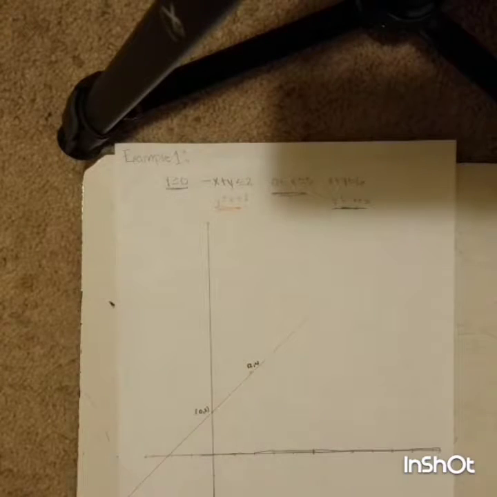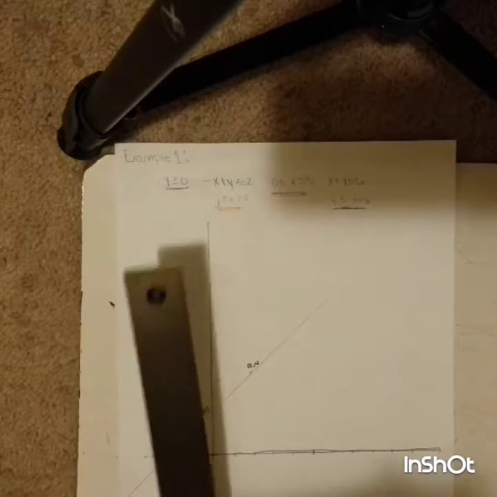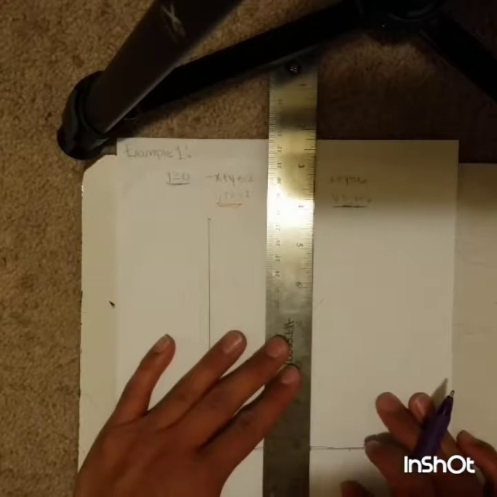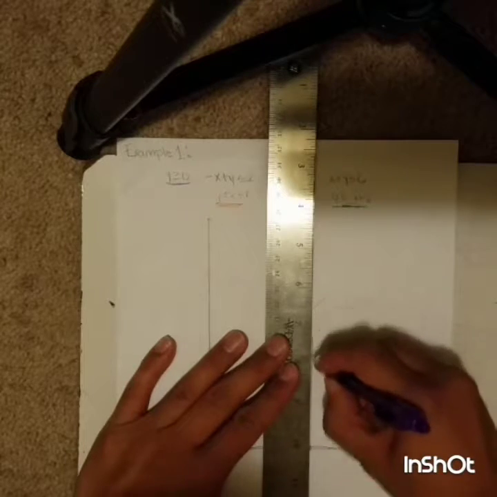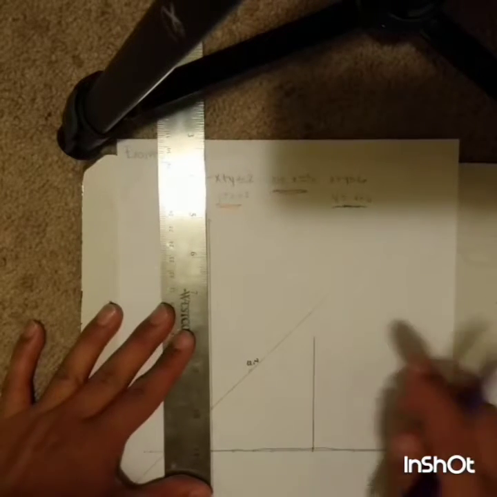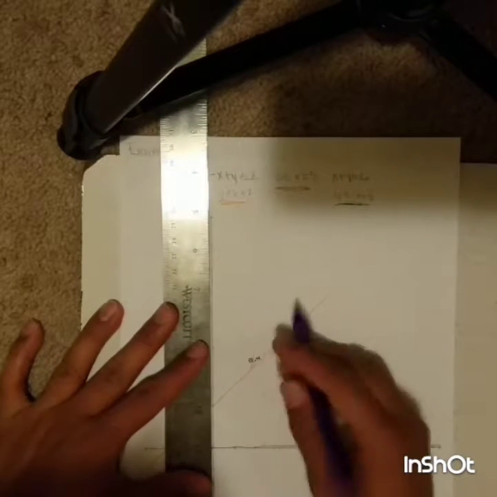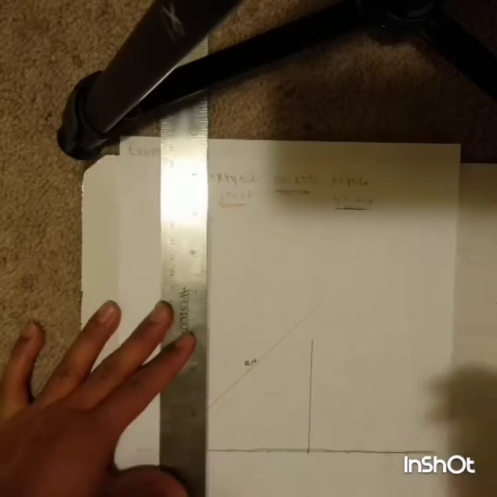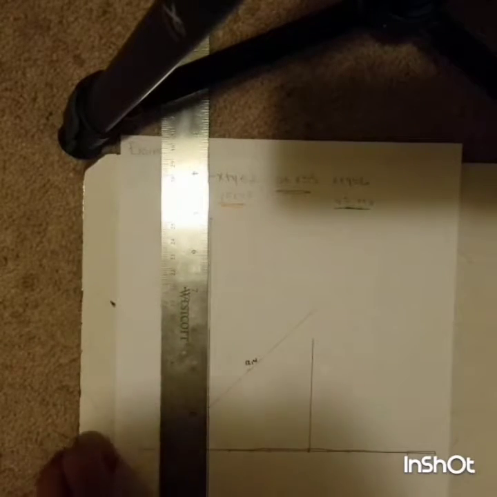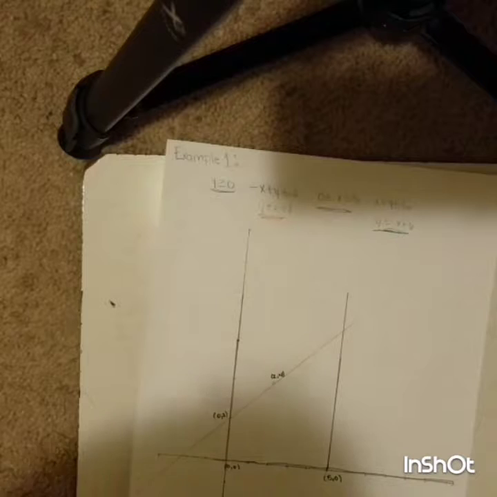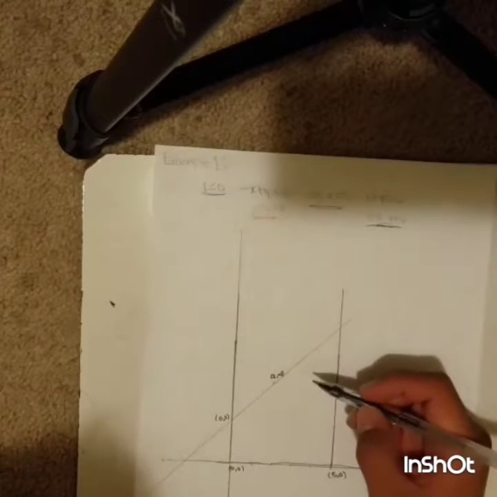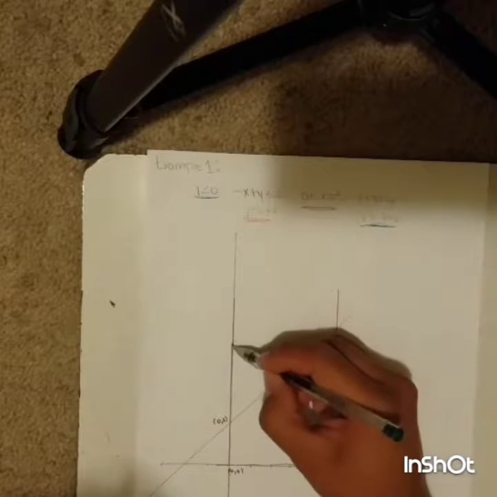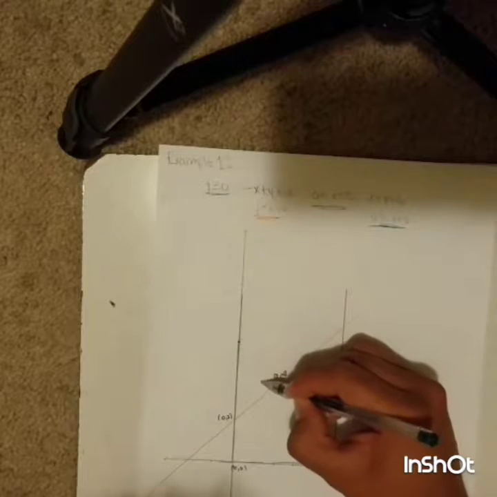For this next one, there's going to be vertical lines at 0 and at 5. For the last one, it has a y-intercept of 6 and it has a slope of negative 1, so you go down 1 over 1.